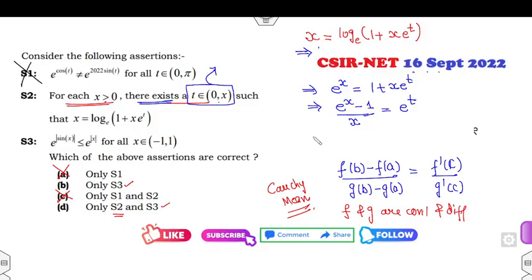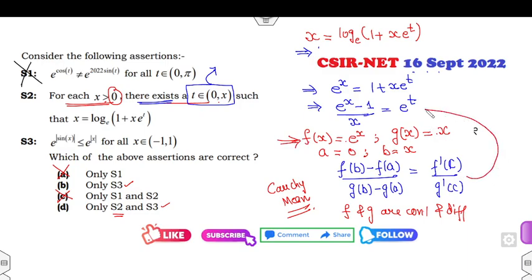Fine. So let's see what is the value of f(x). If you compare them, I can choose f(x) is e raised to power x. What is the value of g(x)? You can choose it as x. What is the value of a? You can choose a as 0, also the lower limit is 0. b I can choose as x. Now clearly f is continuous, f is differentiable. This is continuous, this is differentiable.